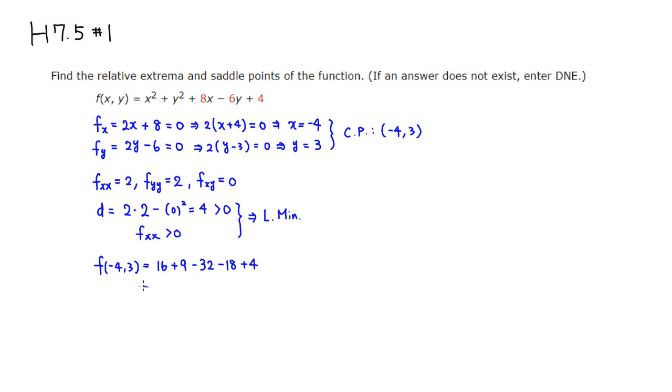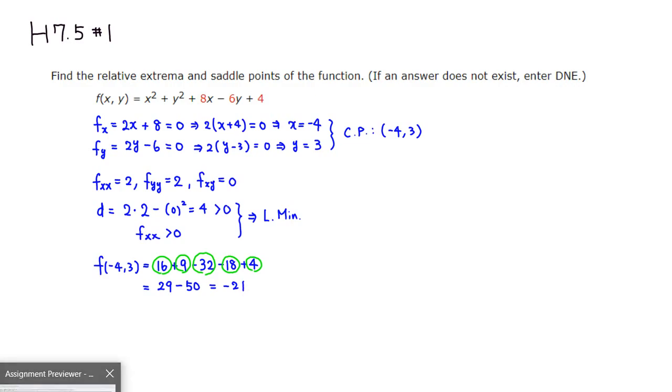And then plus 4. So what would that be? If you add, let's see, 16 plus 4 is 20, and plus 9 is 29. So you have a 29 minus, we have to combine those, 32 and 18, so it's going to be 50, so minus 50. So this is going to be equal to negative 21.